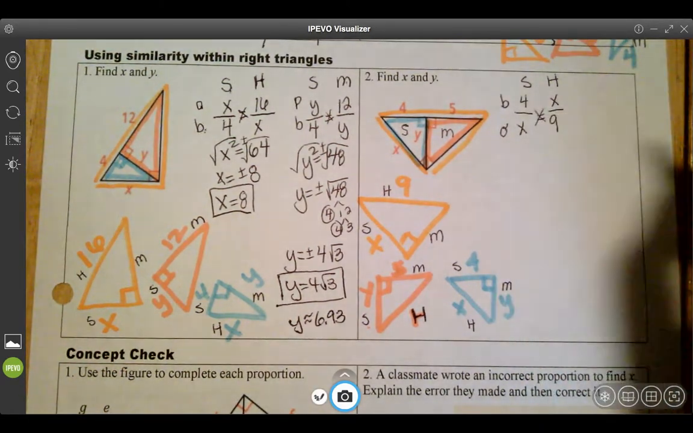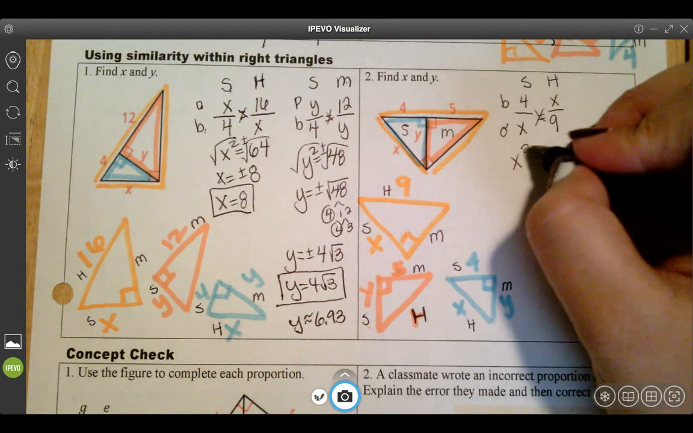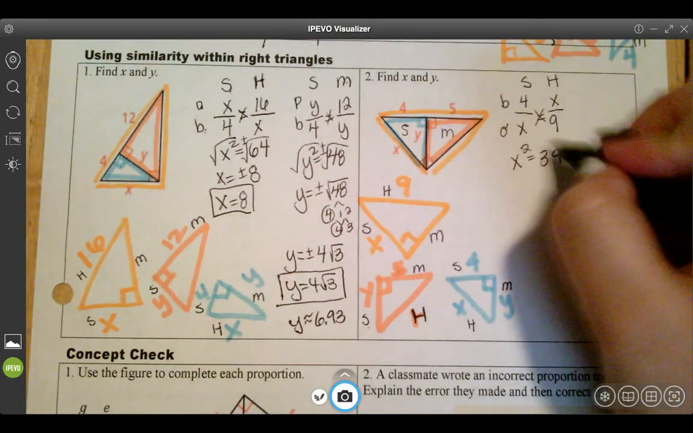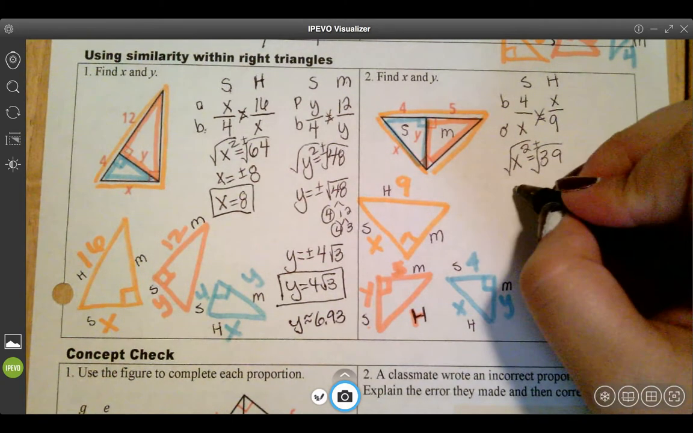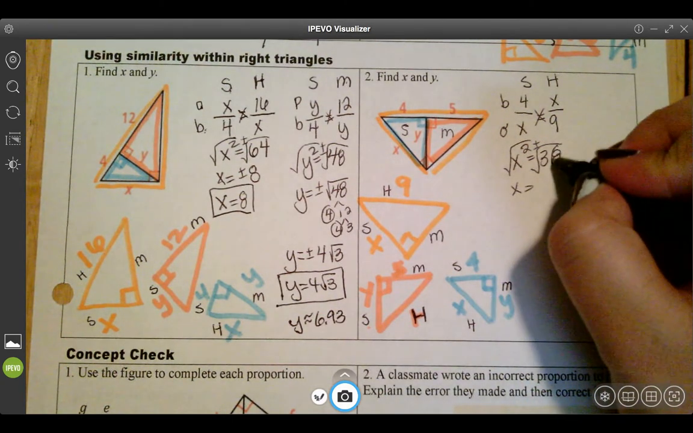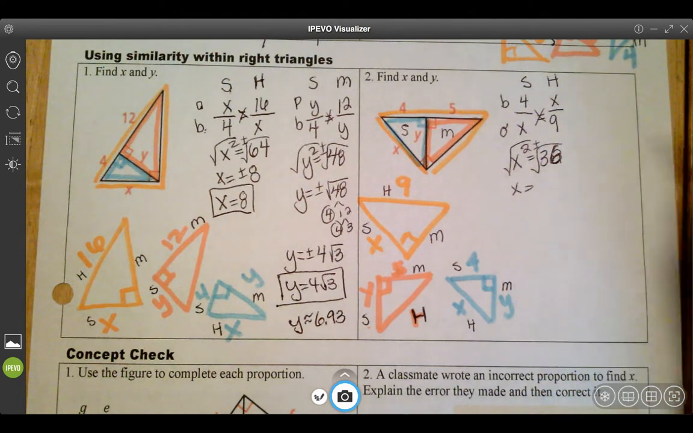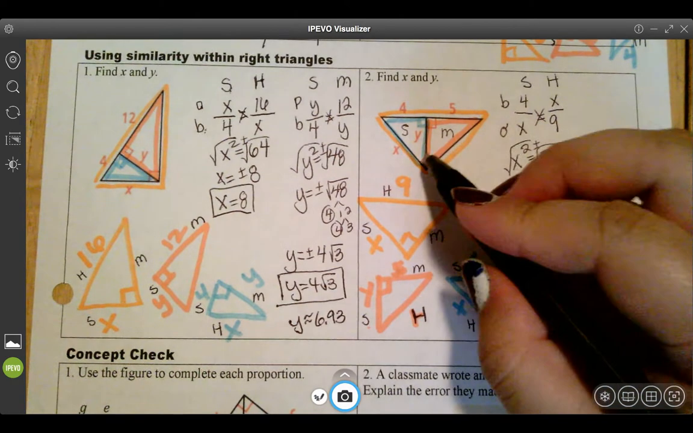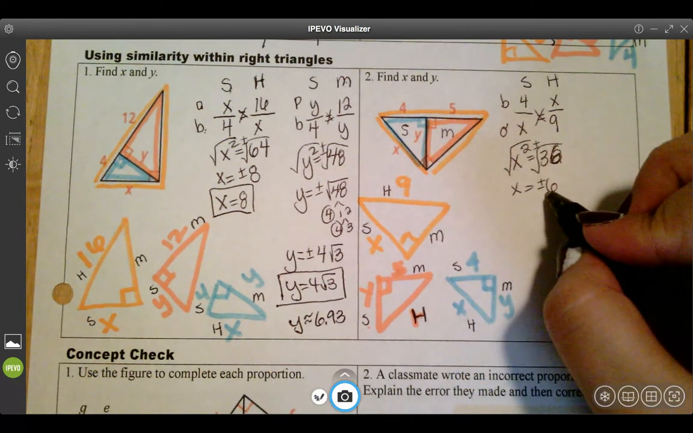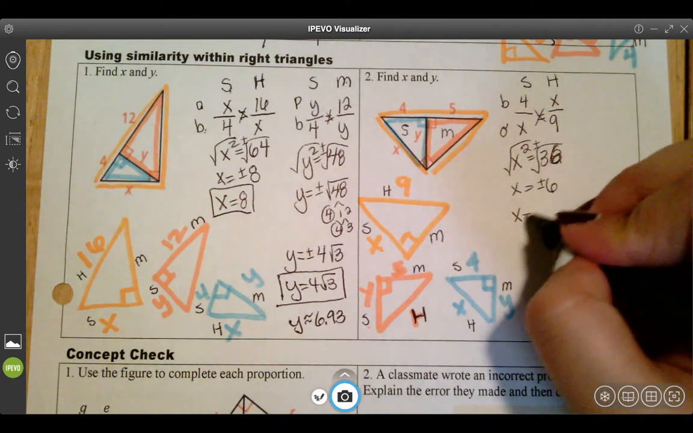So we can cross multiply and we can say that's x squared equals 4 times 9 is 36. Square root property, put the plus and minus. X equals, I said 36, but then I wrote 39. 36. Square root of 36 is 6, so plus or minus 6. X is a length, and therefore it has to be positive. X equals 6.